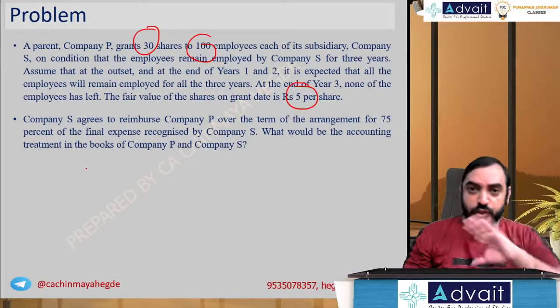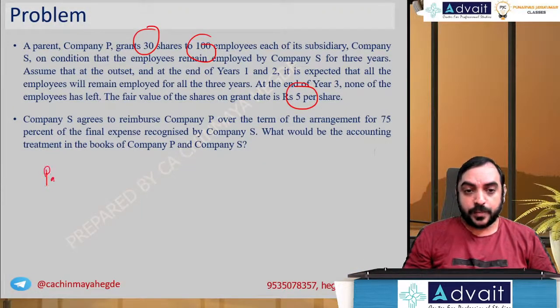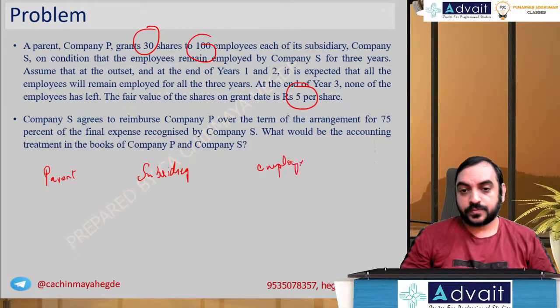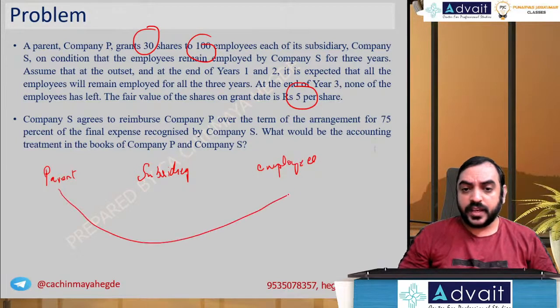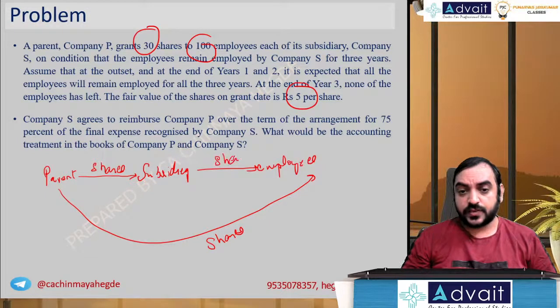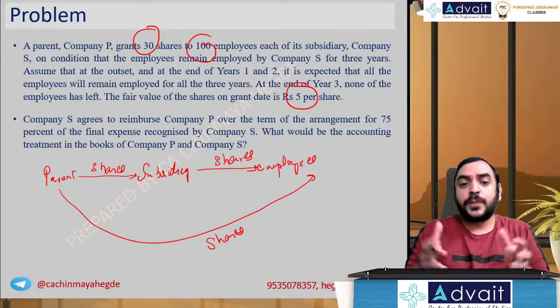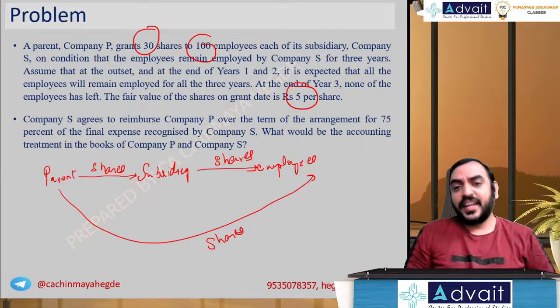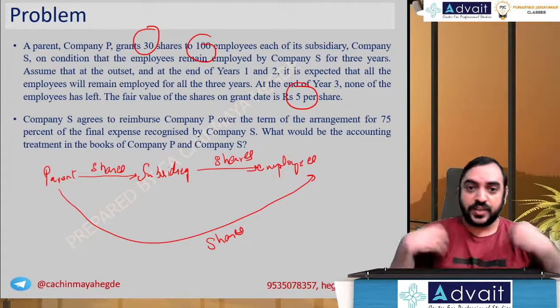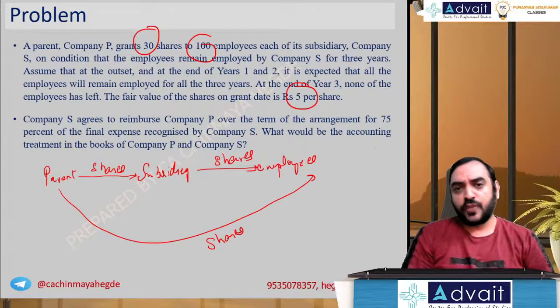To explain in other words, you can treat it like this. You have the parent company, the subsidiary company, and the employees. Effectively what is happening is that the parent is giving the shares directly to the employees. But accounting will not happen like that. Accounting will be as if the parent has given the shares to the subsidiary company and the subsidiary company has given the shares, or let's say cash, whatever it is, to the employees. So the subsidiary company is treated like a mediator. They have received the shares and they have given the shares, but they have received the benefit. So indirectly you have to account like this.